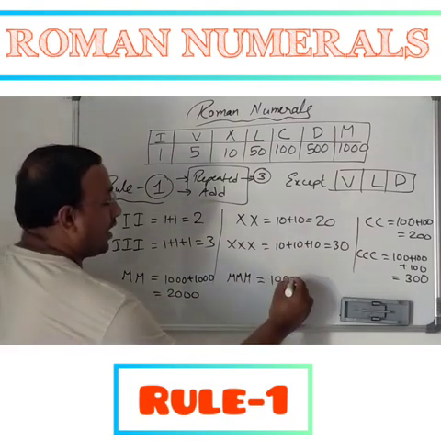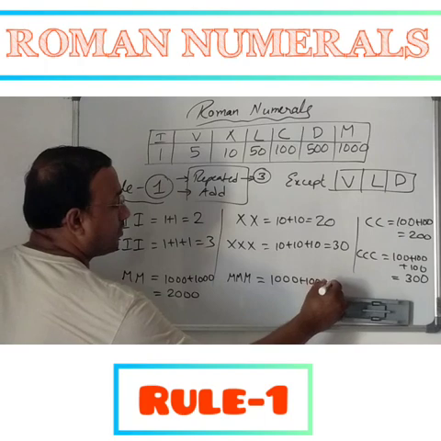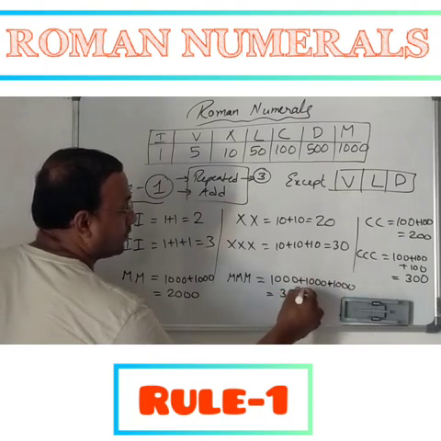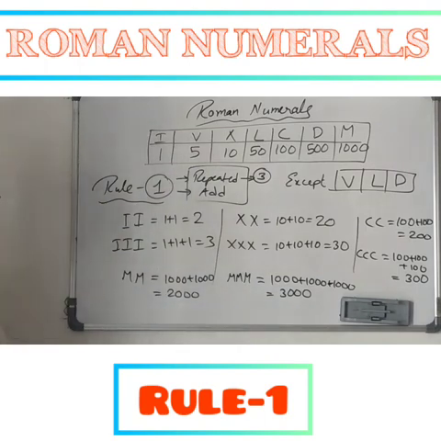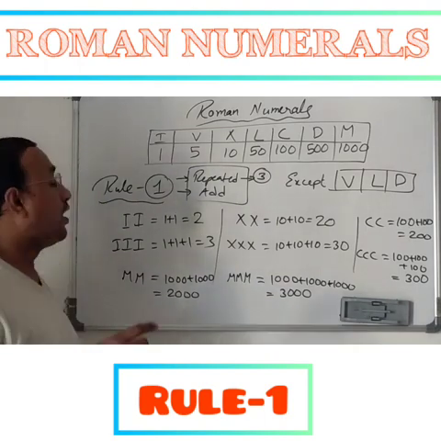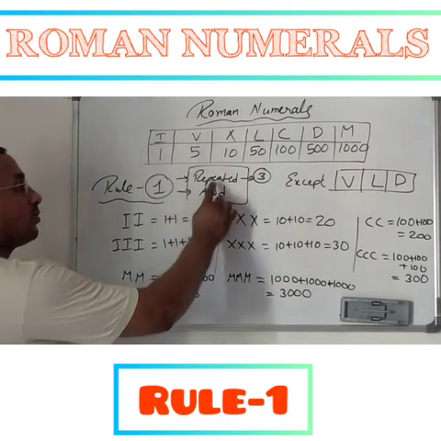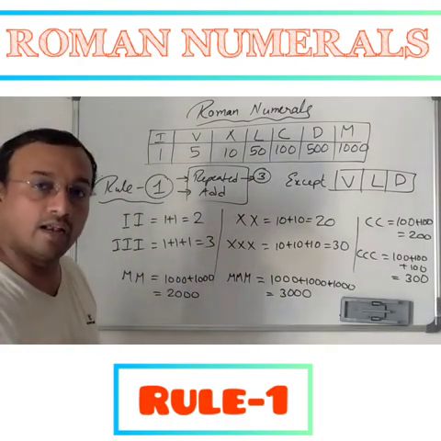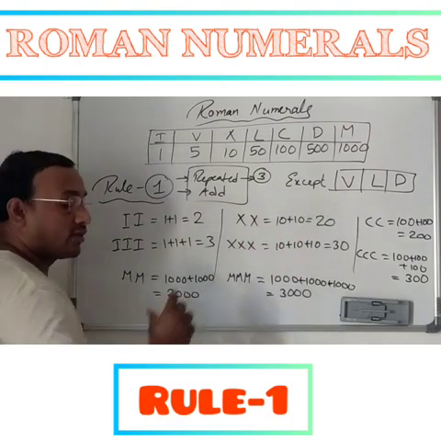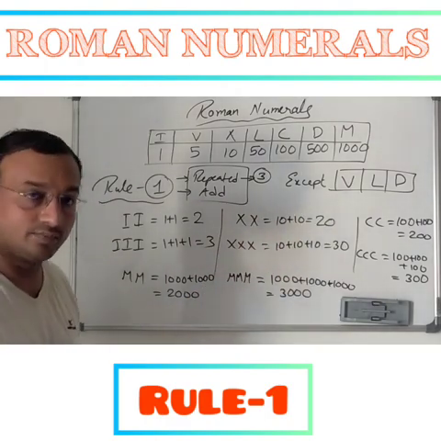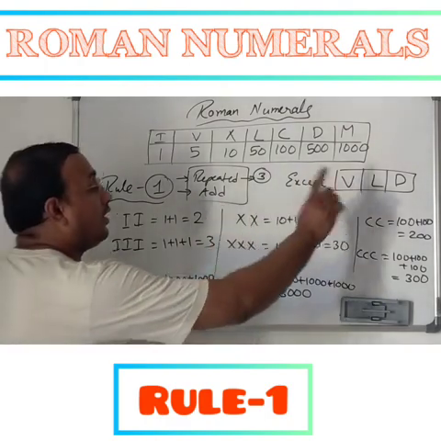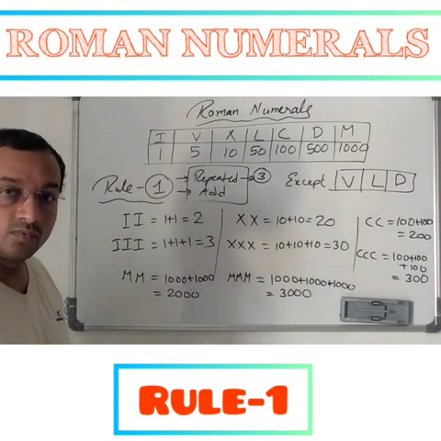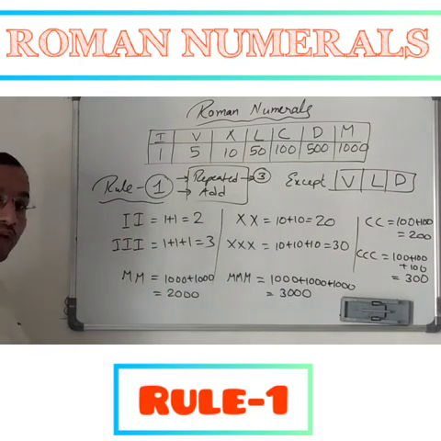So what is the value of 3 M's? 1000 plus 1000 plus 1000, that's 3000. So this is the first rule. What is the first rule, friends? Roman numerals can be repeated a maximum of 3 times, they can be repeated 2 times and 3 times, and when they are repeated we can add their values to know the value in our Hindu Arabic system. And V, L and D cannot be repeated 2 or 3 times, they are written only once. Okay friends, so this is rule 1.